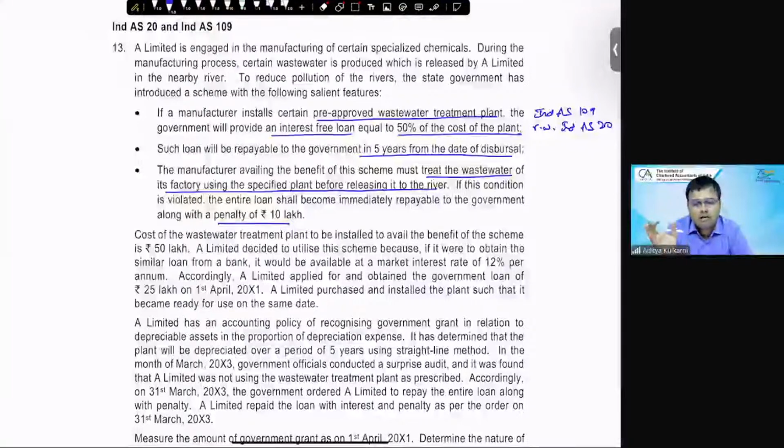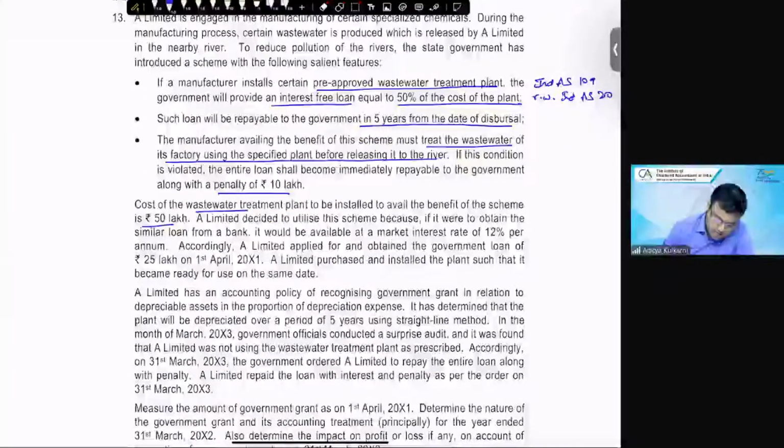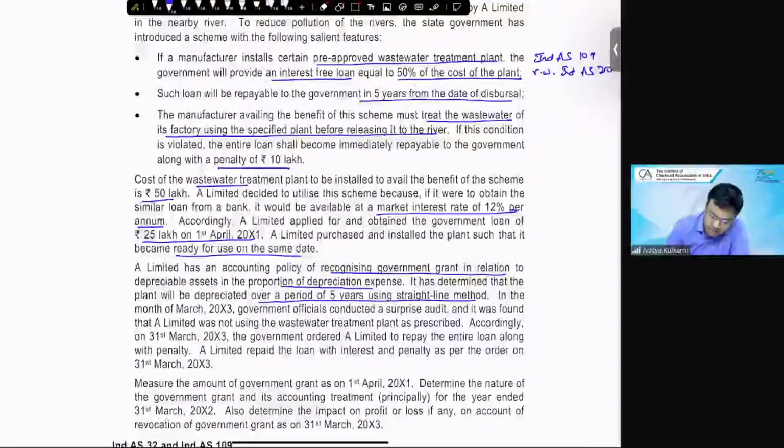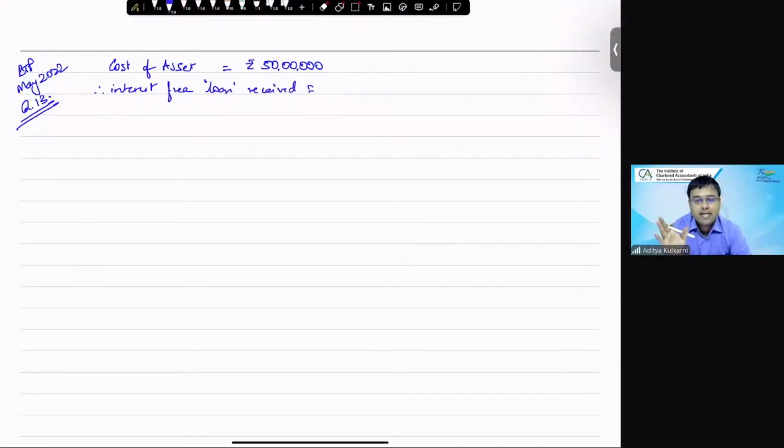You don't have to 25. If it were to obtain a similar loan, here you are getting it from the government such that it became ready for use on the same date. So 1st April, two things are happening. You are getting the loan of 25 lakhs. You are recognizing government grant in relation to the expense. Which method is it following? Or is it recognized as it is? Everyone following me? Did you follow? Perfect. Okay. Method. This water treatment plant, actually it cannot be.